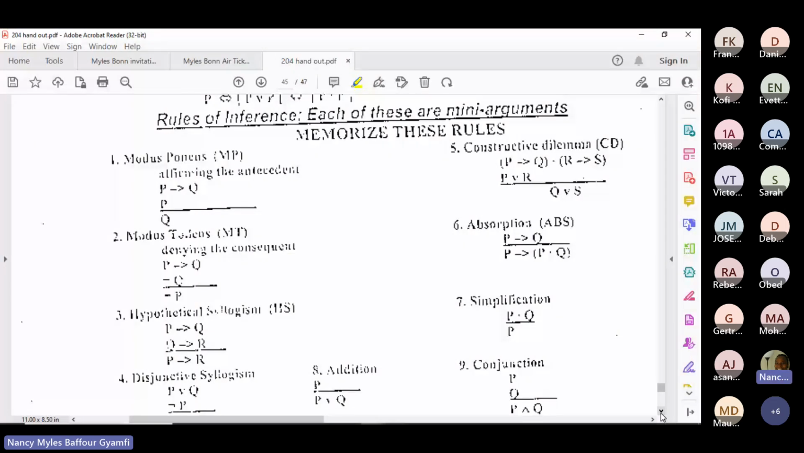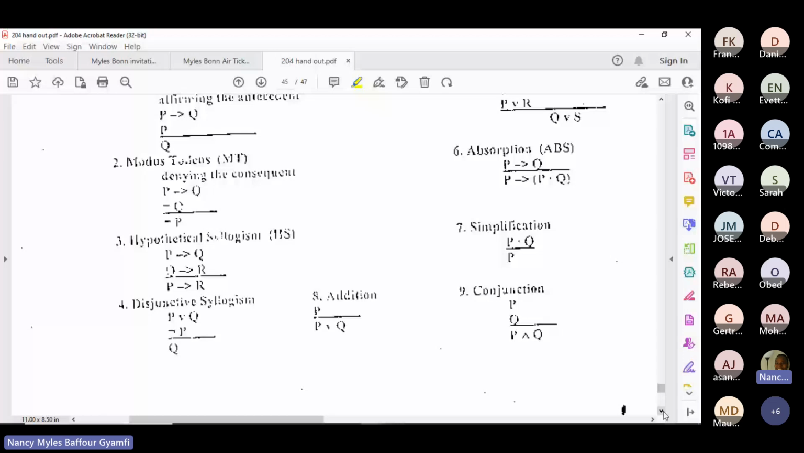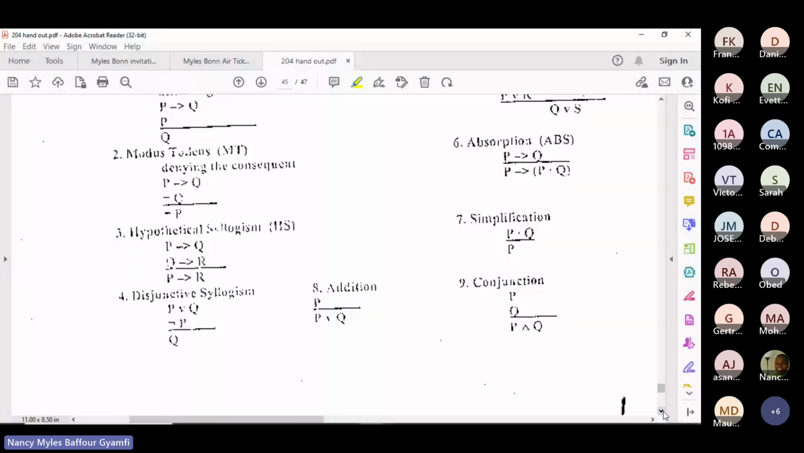Modus tollens says if P, then Q. Not Q, therefore not P. I hope you got that one. Then we got hypothetical syllogism, and I drifted a bit, but I'm back. Hypothetical syllogism says if P, then Q, and if Q, then R. Therefore, if P, then R. That's hypothetical syllogism. Write it down. The fourth one, disjunctive syllogism.